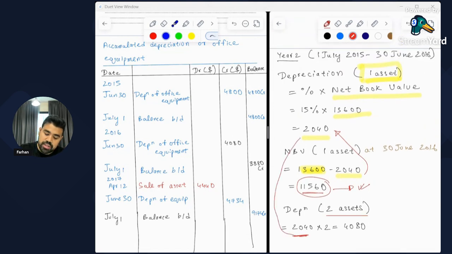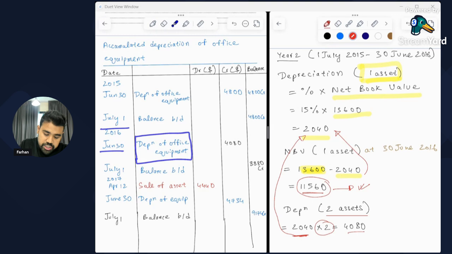All right. Now, the depreciation for two assets is therefore 2,040, which is the depreciation for one asset that we had calculated earlier, plus an additional 2,040, which in this case we're just multiplying by 2, and that gives us 4,080. Make sense? Okay. So let's look into the accumulated depreciation account. So you will see that for 30 June 2016, I'm including depreciation of office equipment as the narration, and the amount is 4,080, which is included on the credit side.